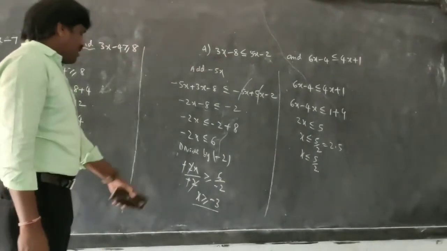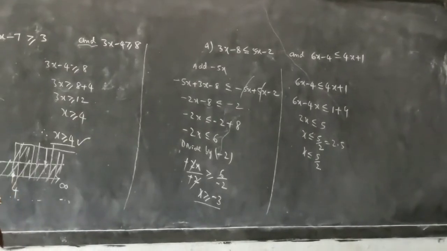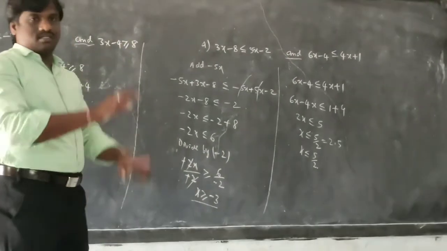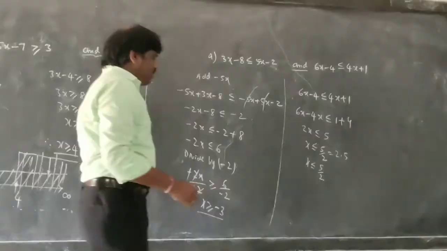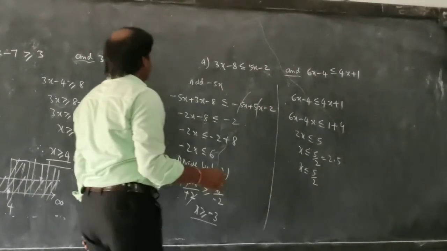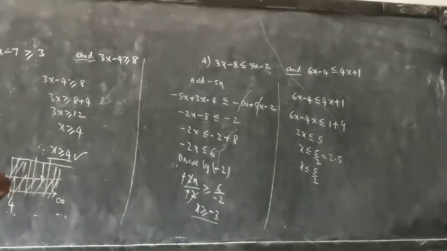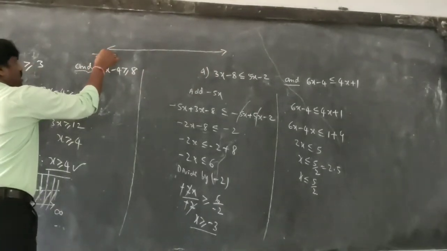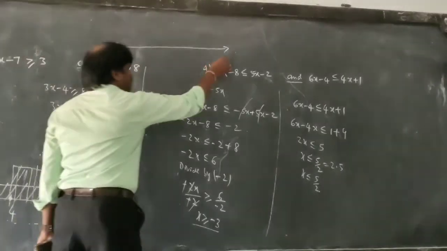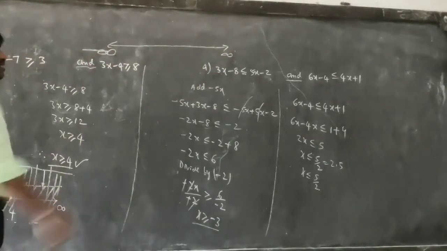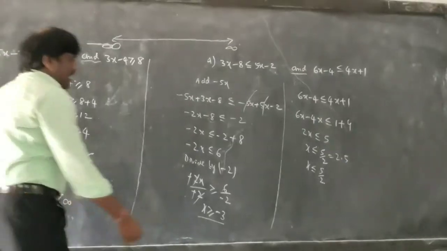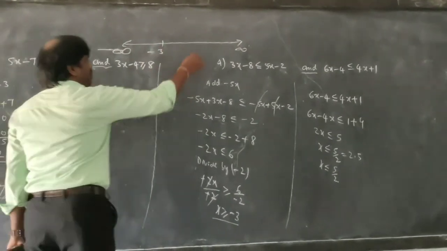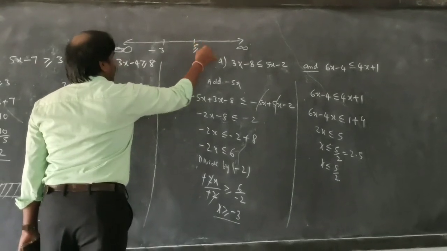So these two conditions are there, and and is the answer. And means mesh region. Or means shaded region. So take the number line. Let us draw the number line here. Here is infinity, here is infinity, here minus infinity. Let us mark this one. Minus 3 here, I suppose, and 5/2 here.